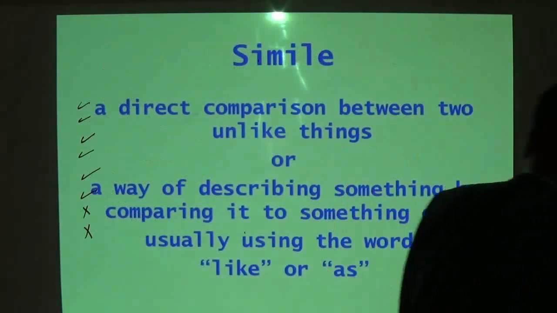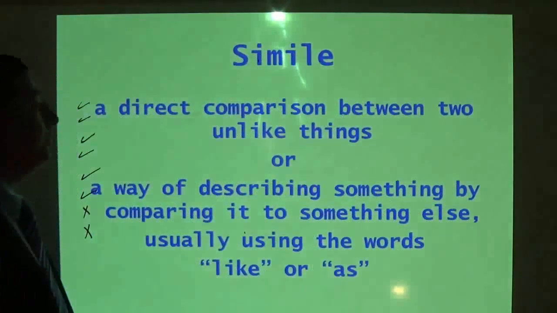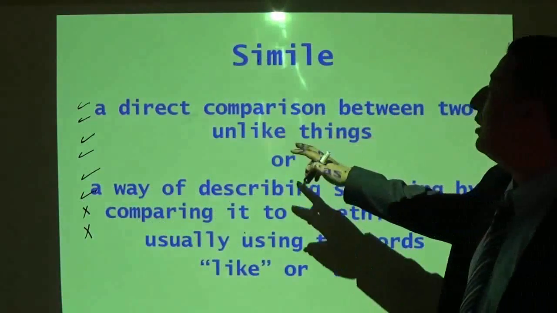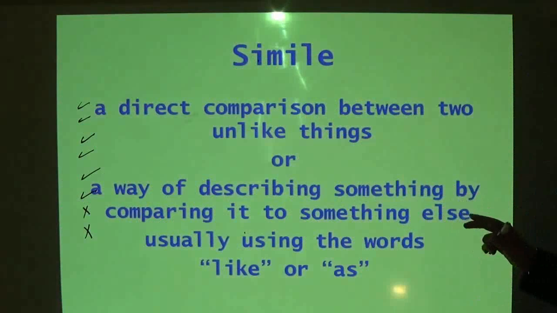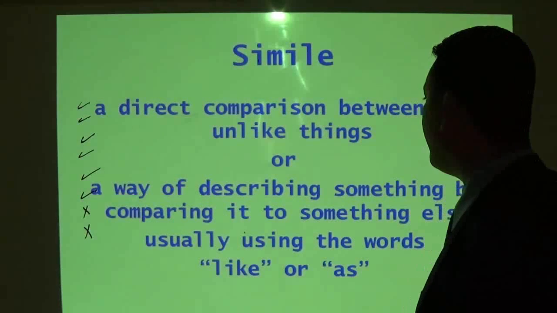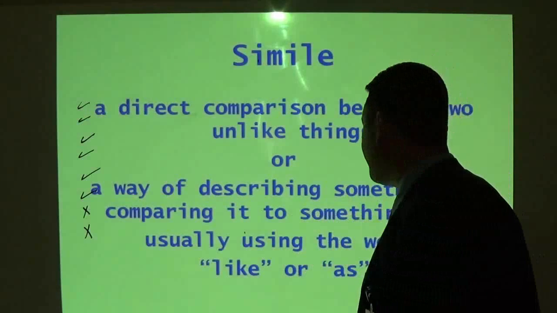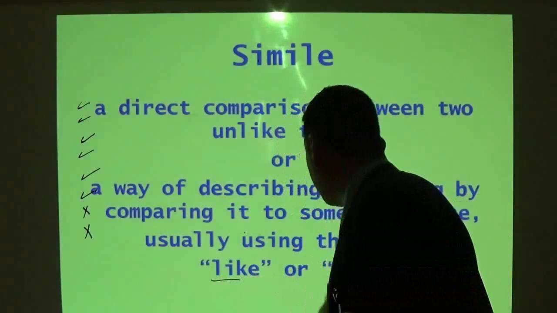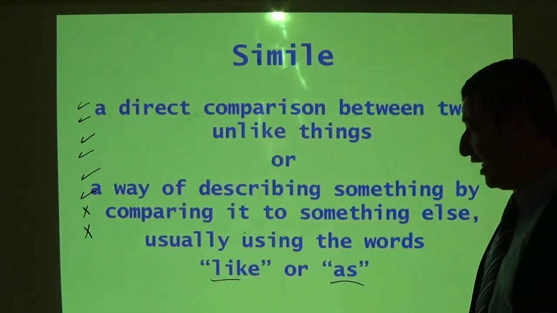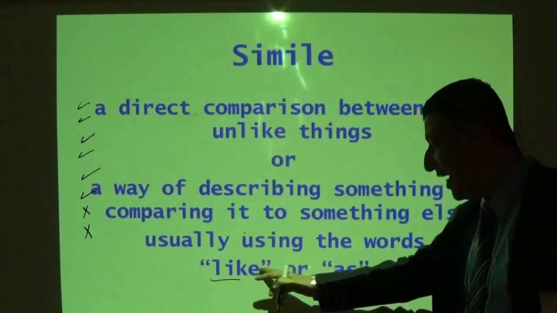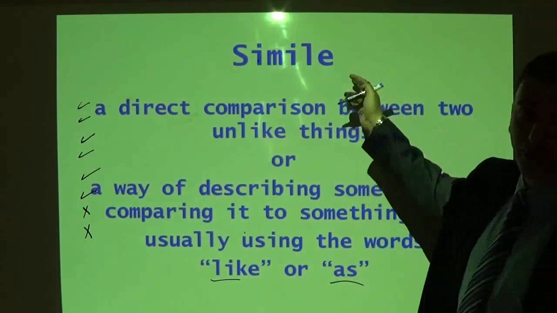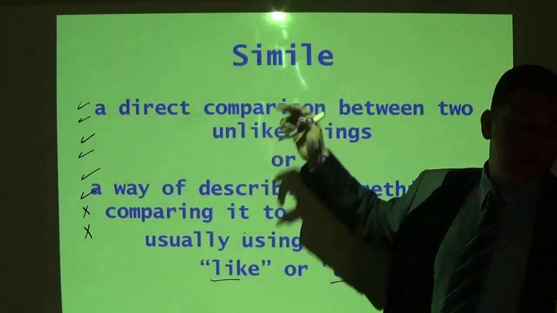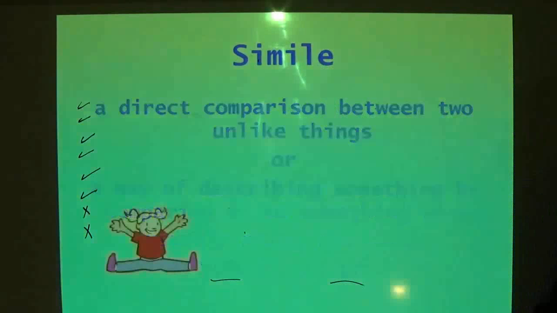First one, simile. What is the meaning of simile? Simile is a direct comparison between two unlike things, or a way of describing something by comparing it to something else, usually using the words like or as. Be careful of these two words, like or as. We use them in a simile. Okay? Examples.